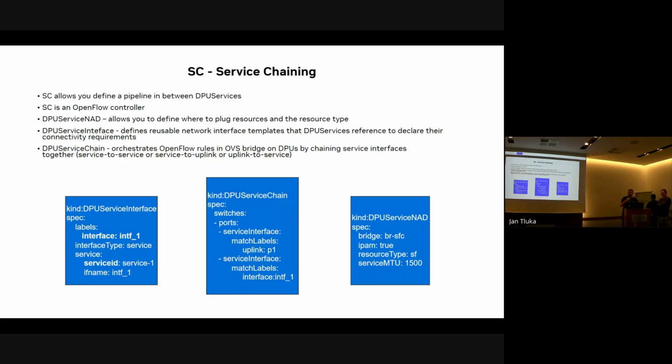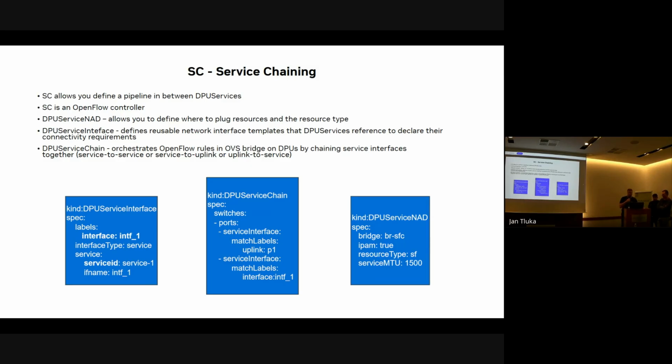Now, once we have a bridge, we need ports inside, right? So for this abstraction, we have the CRD DPU service interface. This will be the one that actually plugs the port inside the bridge. And here we tie that port to a service, and that port will be annotated on the metadata with the service name. We have a metadata called DPF ID. It's similar to the iFace ID that OVN uses, it's just on the DPF side.